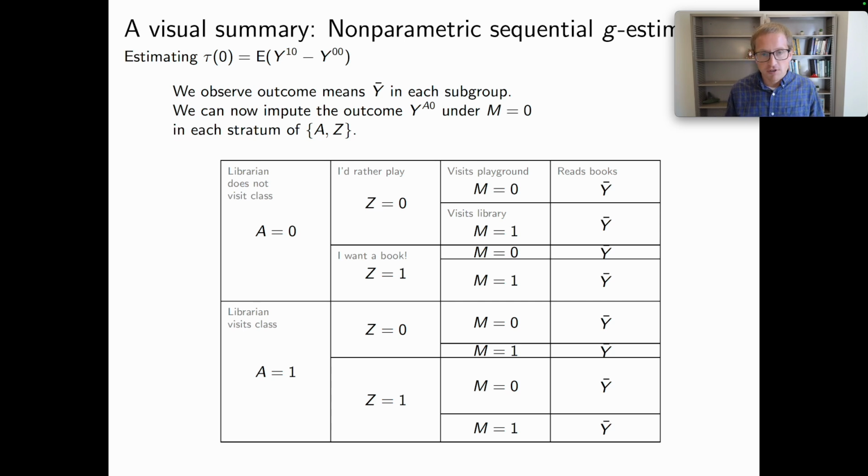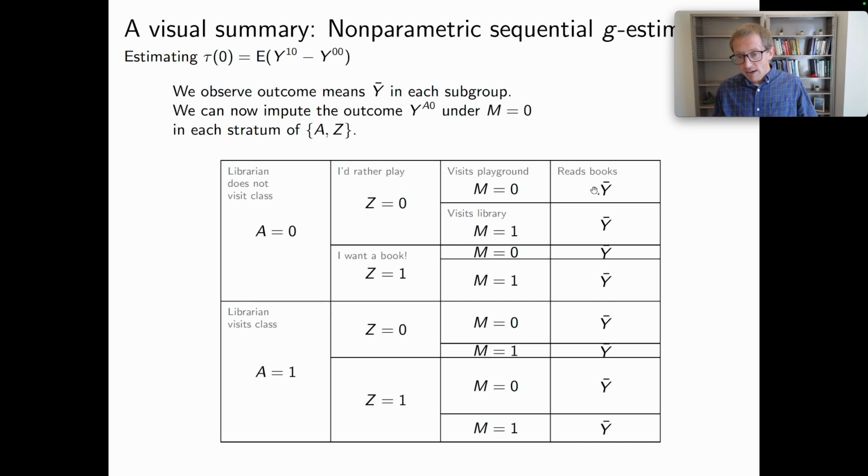Now we'd like to know, for some subgroups, can we estimate the average potential outcome in a world where we prevent them from visiting the library? Well, let's focus on this subgroup up here for whom the librarian did not visit their class and they told us that they would rather play. Now we've assumed that the only intermediate confounder here is this variable Z.